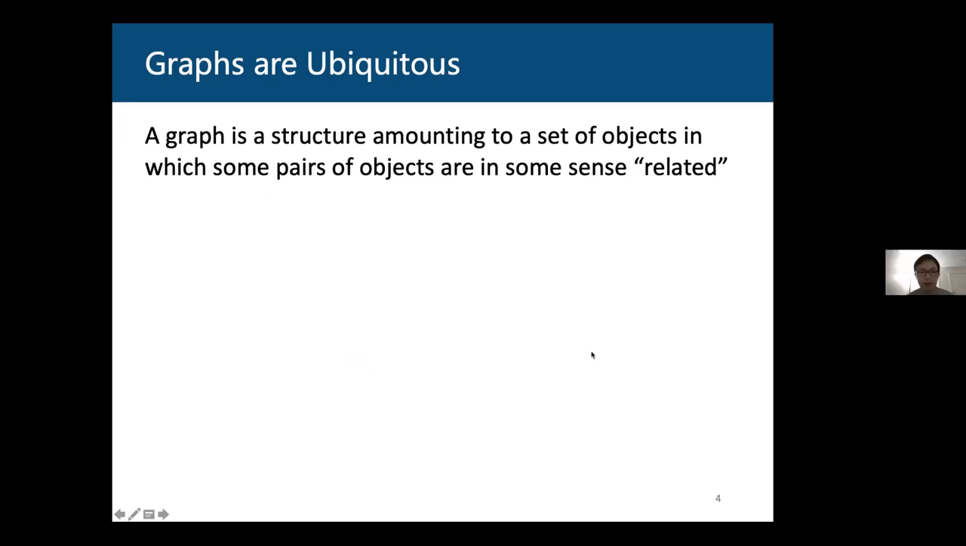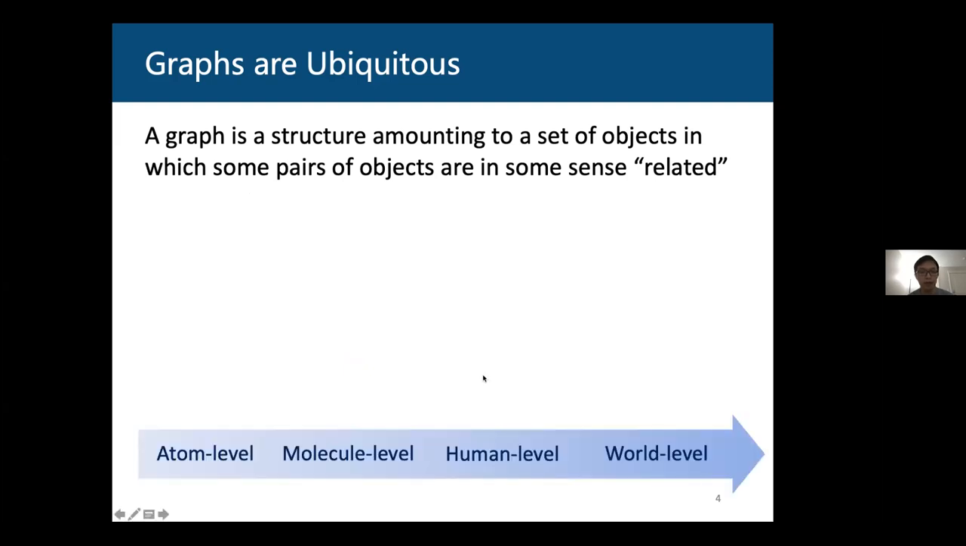So let's first see what are graphs. In mathematics and more specifically in graph theory, a graph is a structure amounting to a set of objects in which some pair of nodes are in some sense related. The objects are called vertices or nodes, and each of the related pairs of vertices is called an edge or a link. As you can see, a graph is a very common type of structure for real-world data at all scales.